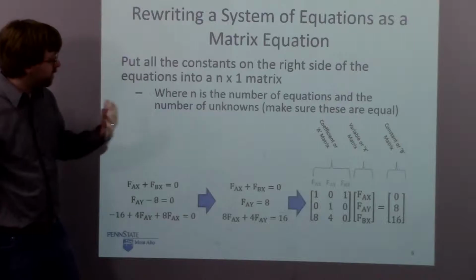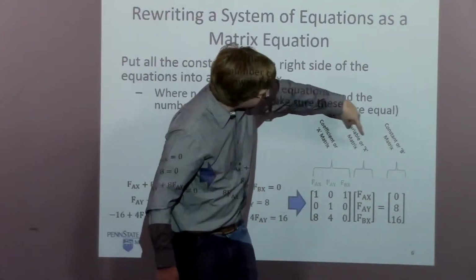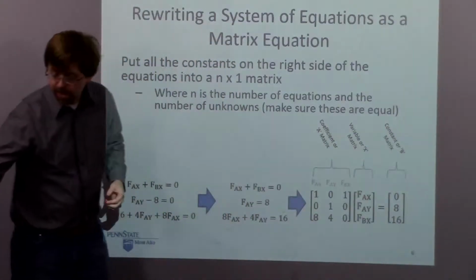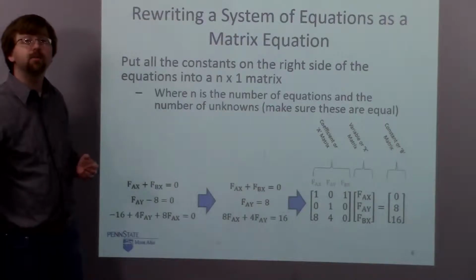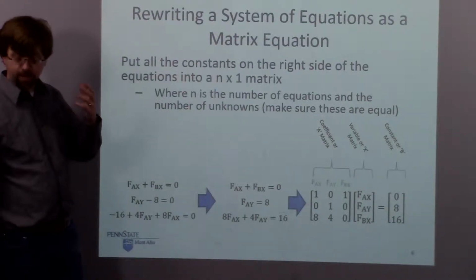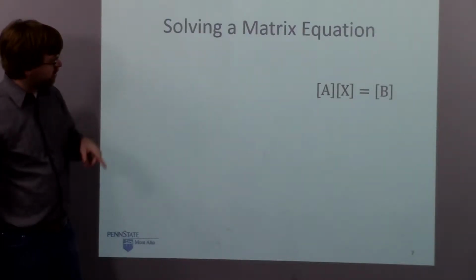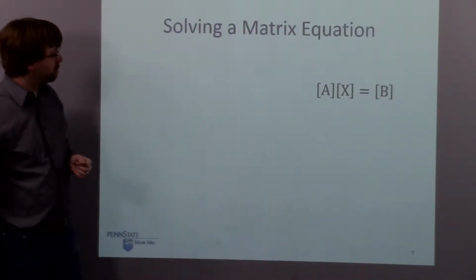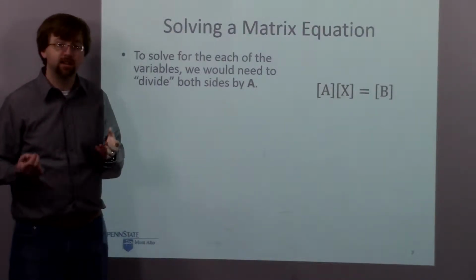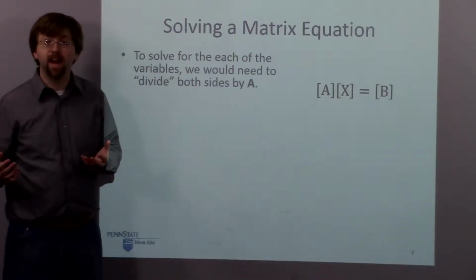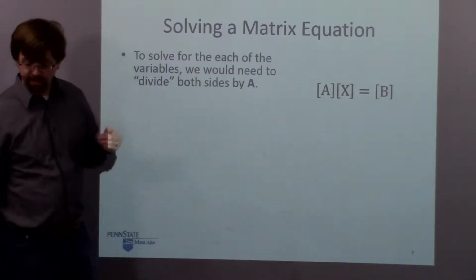Alright, so now that I have my A matrix, my X matrix, and my B matrix, I'm going to go ahead and try to solve for x, because x has all the variables that I'm looking to solve for. So I got the general form, A times x equals b. And to solve this, if it were just scalar values, I'd simply divide both sides by a, and that would give me x equals b over a.